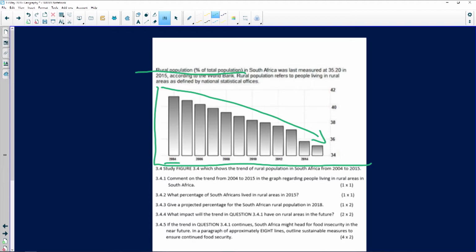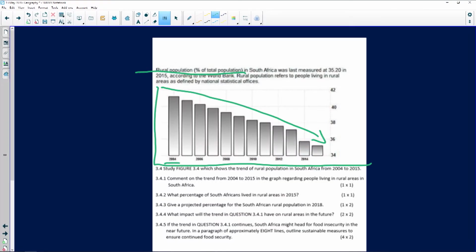Now, immediately, Grade 12, we established: what's the trend? People are moving away. Have a look at it. There's less and less people left in the rural areas. Now, if you look at question 3.4.1: comment on the trend from 2004 to 2015 in the graph regarding people living in rural areas in South Africa.